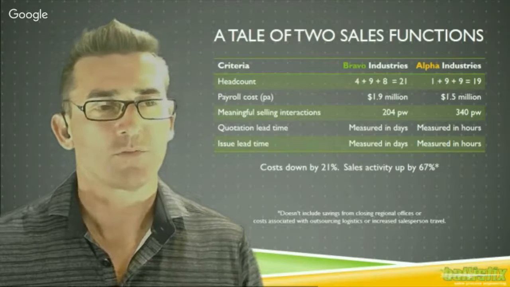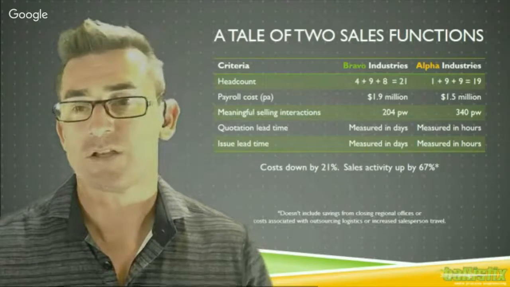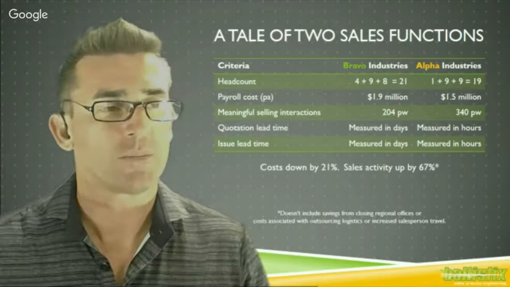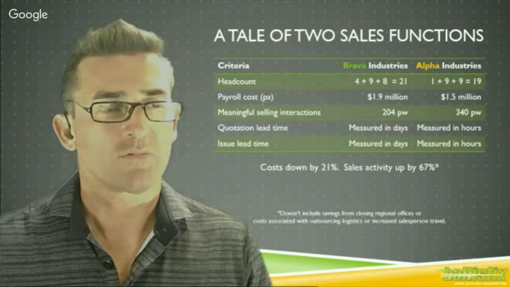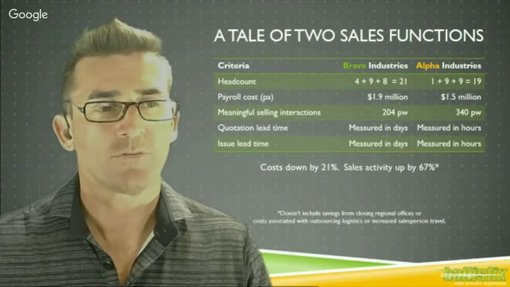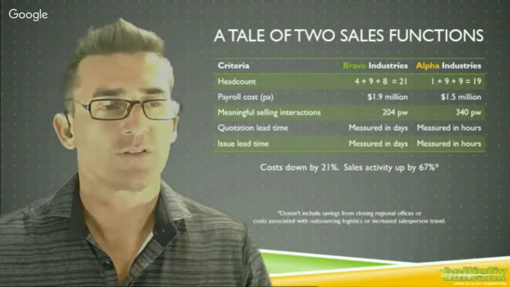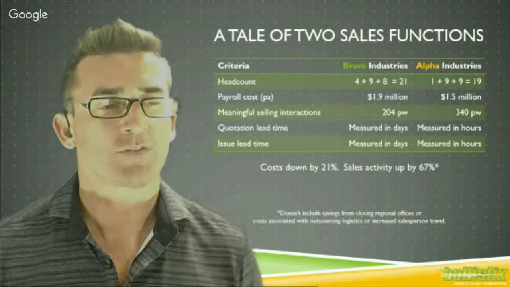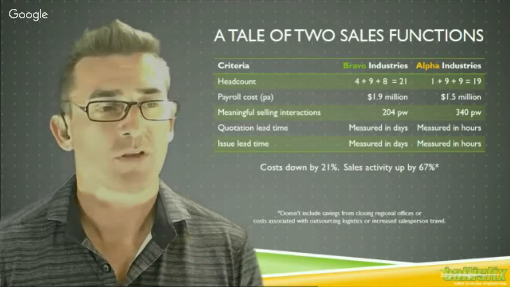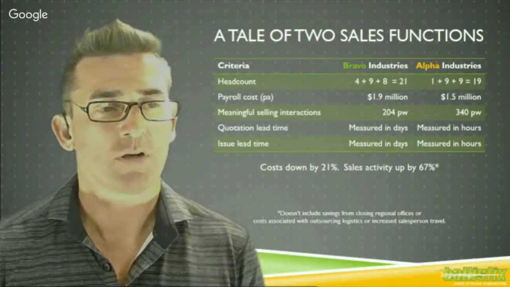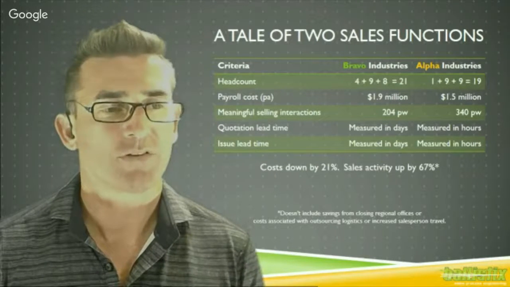However, look at the volume of selling conversations. Remember, it's selling conversations that sell, not salespeople. So we have 204 a week in the Bravo example, and 340 meaningful selling conversations a week in the Alpha example. So even though we've reduced payroll costs by 21%, we've increased the number of meaningful selling conversations by 67%.